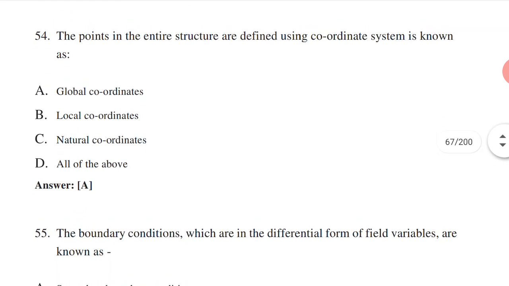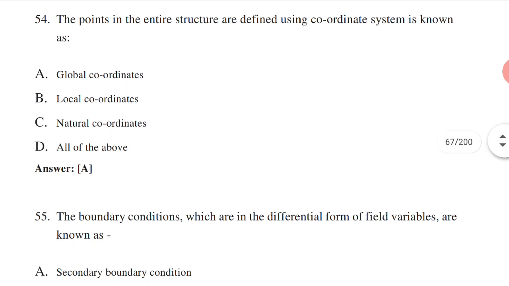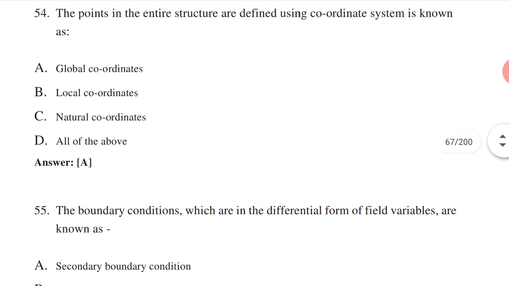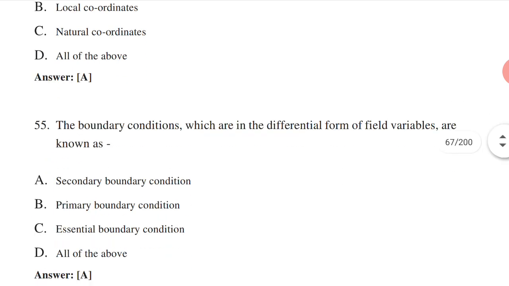Then the question says that the points in the entire structure are defined using the coordinate system, it is known as. If we consider the entire system for giving coordinates, then it is obviously not local, it is the global coordinate system. So, the answer is A.